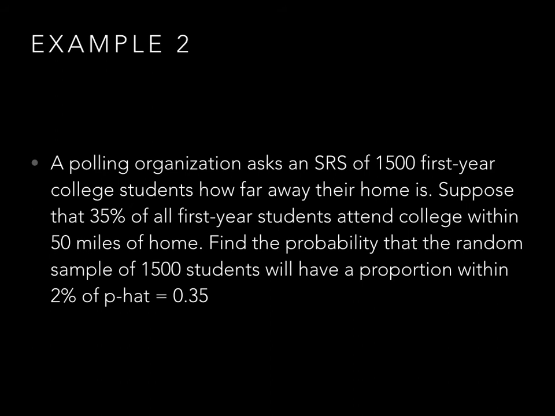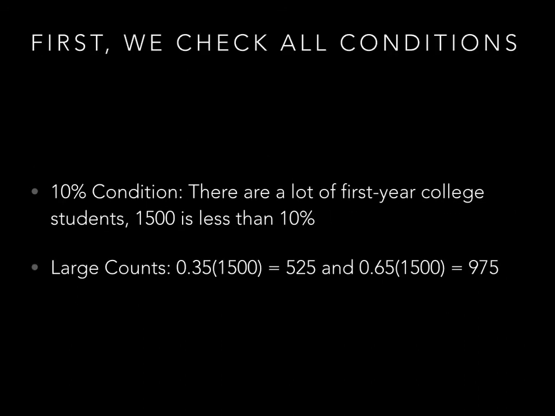So what's the probability of us taking a random sample and finding 33% to 37% of them living within this distance? So we're looking at the probability between 0.33 and 0.37. Before we get to anything at all, we have to check all the conditions. We need to make sure that this distribution is actually a normal distribution. That's where we check our 10% condition and our large counts.